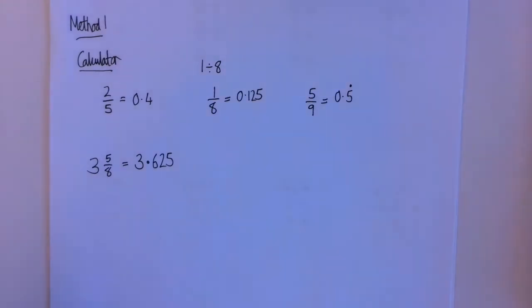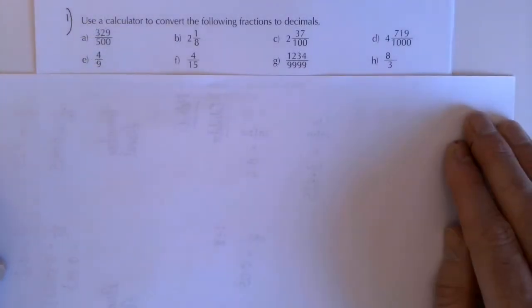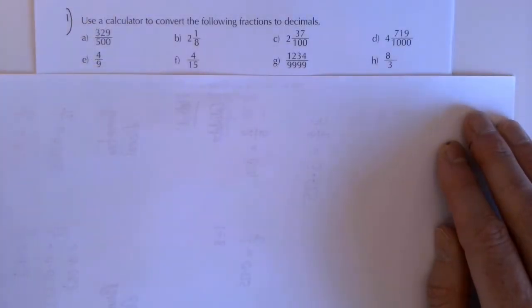So this is really easy, this first bit. I'm sure you will have no problems with that. Let's have a little practice. Okay, so here are 8 fractions for you to change to decimals using the technique of the calculator. Have a go at those, pause, and come back when you've done it.